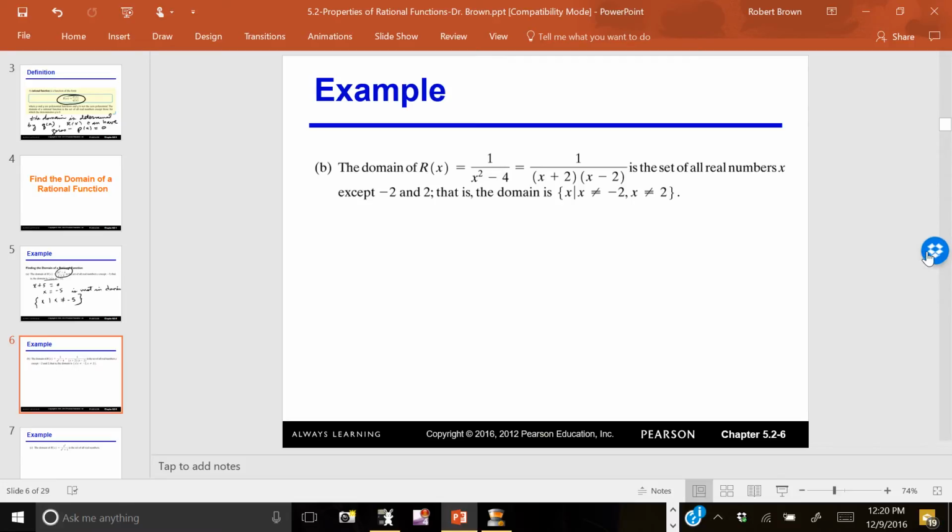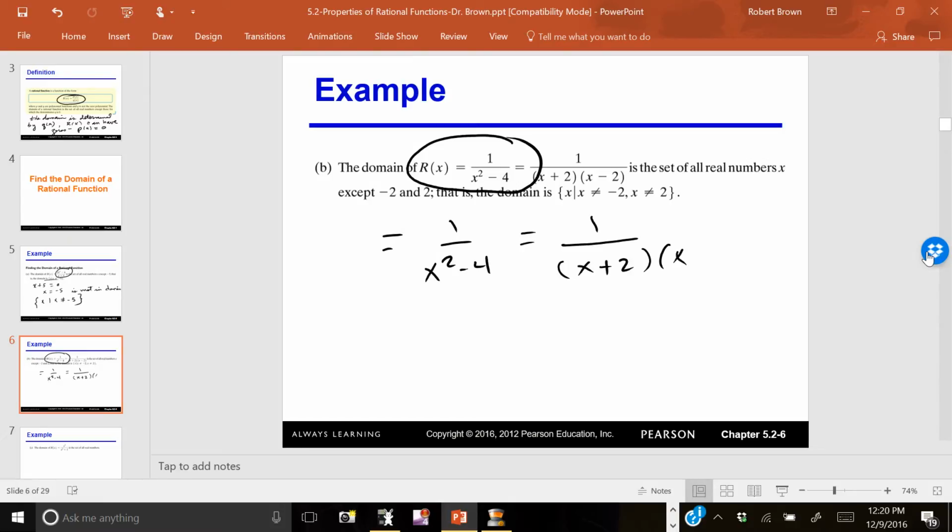Looking at example B, r of x equal 1 over x squared minus 4, you would quickly factor the denominator into x plus 2 and x minus 2, and obviously you would now write the domain as x not equal to minus 2, and x not equal to 2.